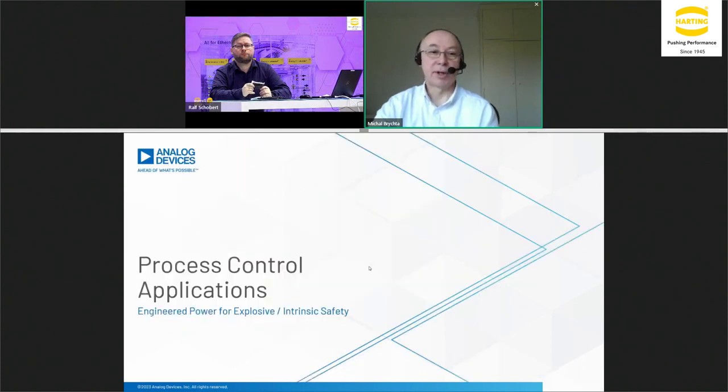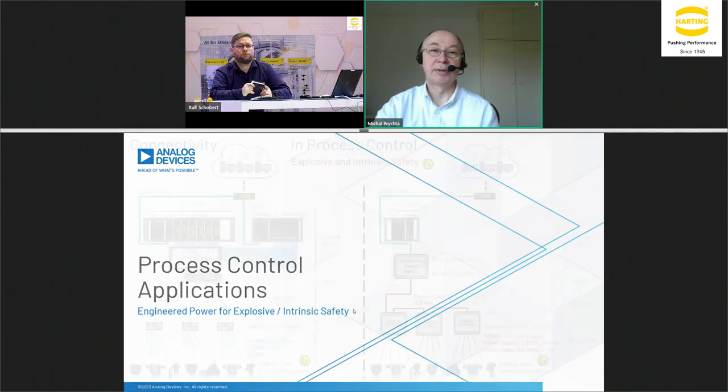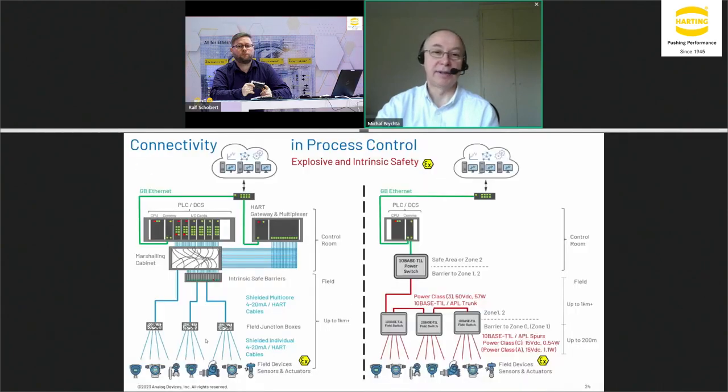Then I wanted to briefly mention process control applications, because the power requirements there are different. I would call it engineering power, for explosive atmospheres and intrinsic safety. Process control is traditionally wired with 4 to 20 milliamp loops, now migrating to a more modern approach that delivers much more data to the end nodes through single pair Ethernet. I've spoken about that with my colleagues on this forum many times.